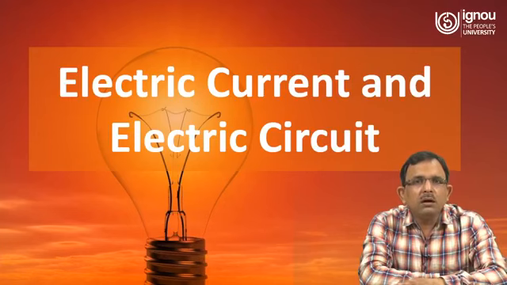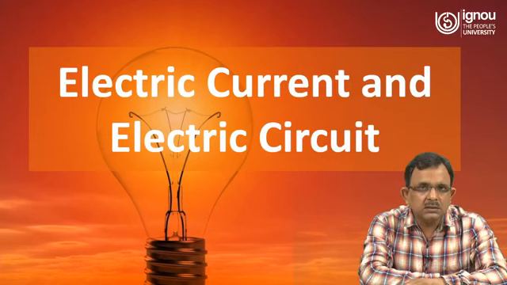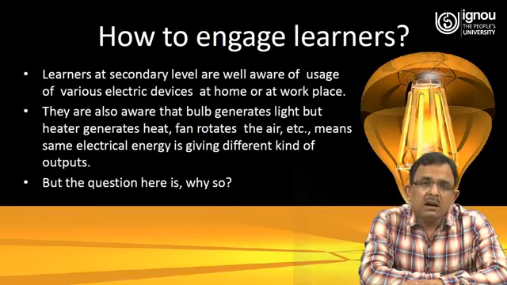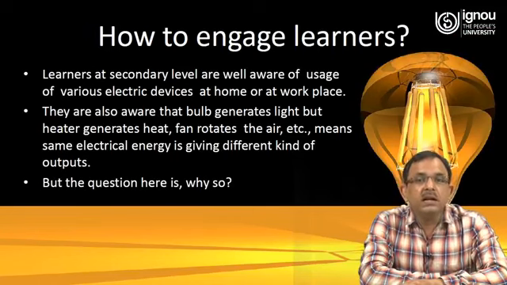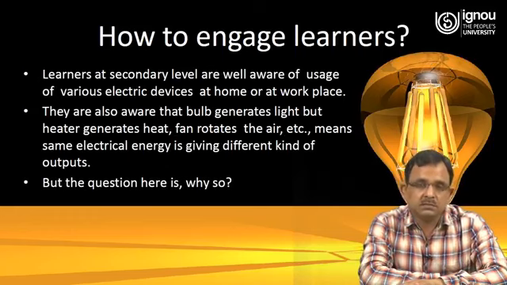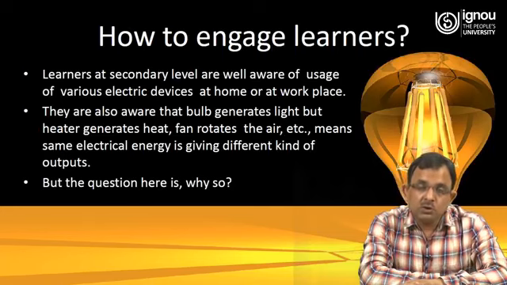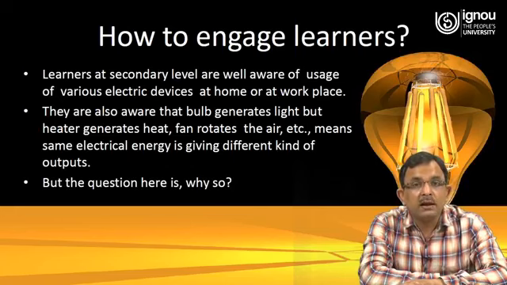Actually, when we talk about topics like electric current or electric circuit, our learners with whom we are dealing in our class already know about various things. They know the uses of electric devices at home and at workplace. They are also aware that a bulb generates light, whereas a heater generates heat. A fan rotates the air in the room and makes it cool.